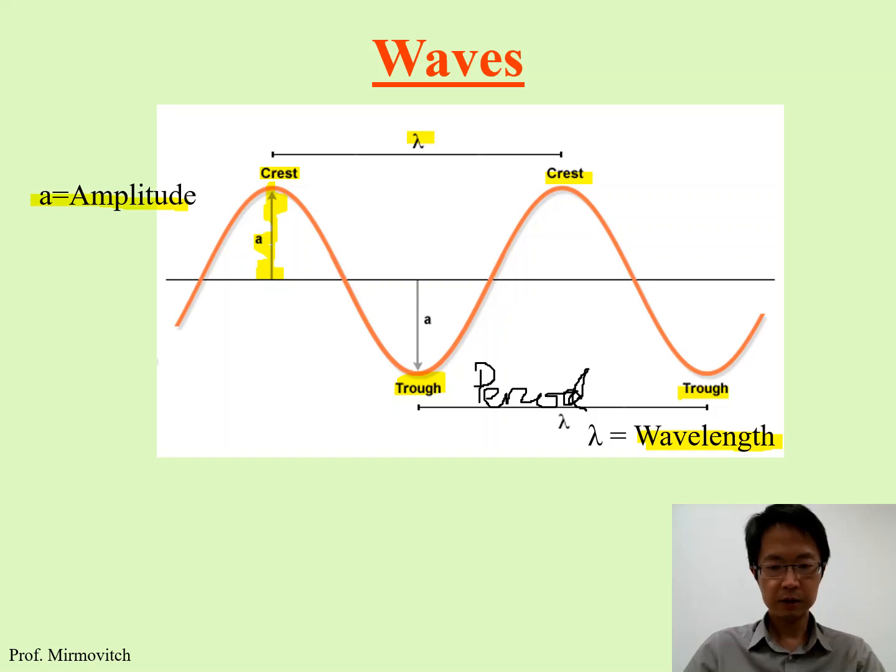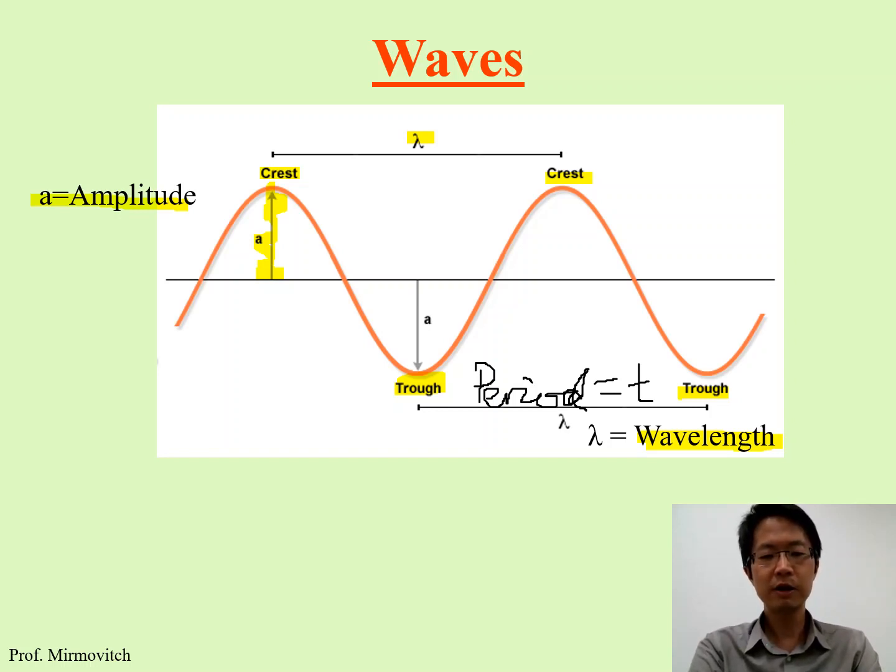One period is equal to the symbol of period, which is T, small letter T. One period. The difference. Okay, you may think, how come period and wavelength they are the same?